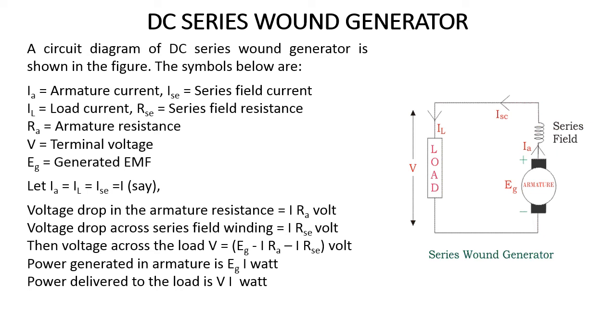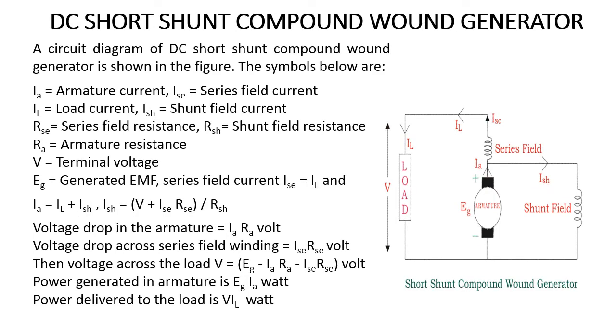Power generated in armature is Eg into I watt. Power delivered to the load is V into I watt. A circuit diagram of DC short shunt compound wound generator is shown in the figure. The symbols below are: Ia equal to armature current, ISC equal to series field current, IL equal to load current, ISH is equal to shunt field current, RSC equal to series field resistance, RSH is equal to shunt field resistance, RA equal to armature resistance, V equal to terminal voltage, Eg equal to generated EMF.